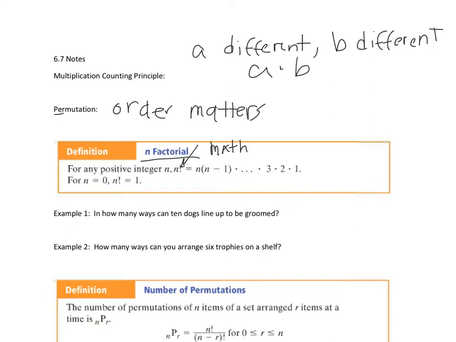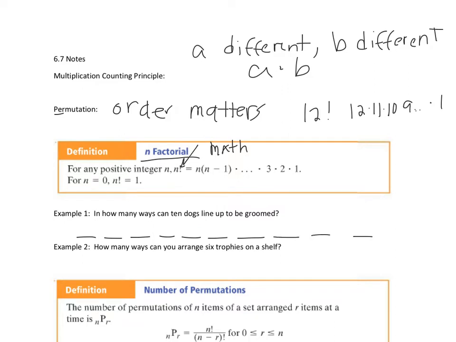So if you had 12 factorial, what that means is it's 12 times 11 times 10 times 9, all the way to times 1. That's 12 factorial. So you use that if you think of example 1: how many different ways can 10 dogs line up to be groomed? So if I think of, okay, here are my 10 different dogs: 1, 2, 3, 4, 5, 6, 7, 8, 9, 10.